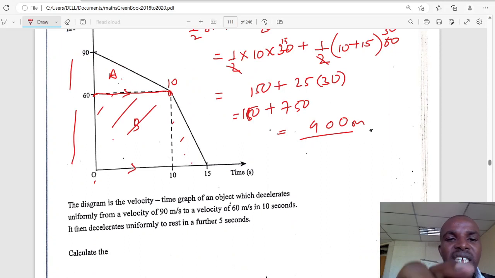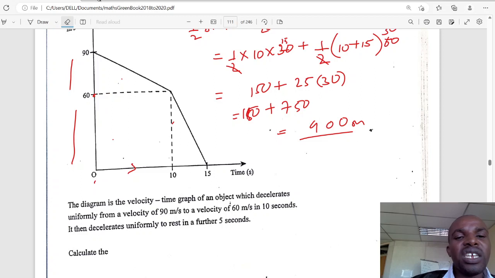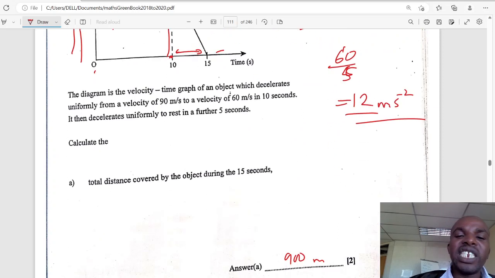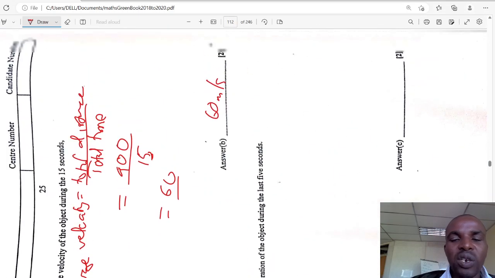Then next, deceleration of the object during the last 5 seconds. Deceleration during the last 5 seconds is this part. So deceleration is the negative gradient. So you just calculate the gradient of the final line, from this point to this point. Increase in y is 0 minus 60, which is minus 60, over 15 minus 10, which is 5. So 60 over 5 is 12. 12 meters per second squared. It's negative. Deceleration is negative acceleration, right? So we are done with that part, and we are done with this item.